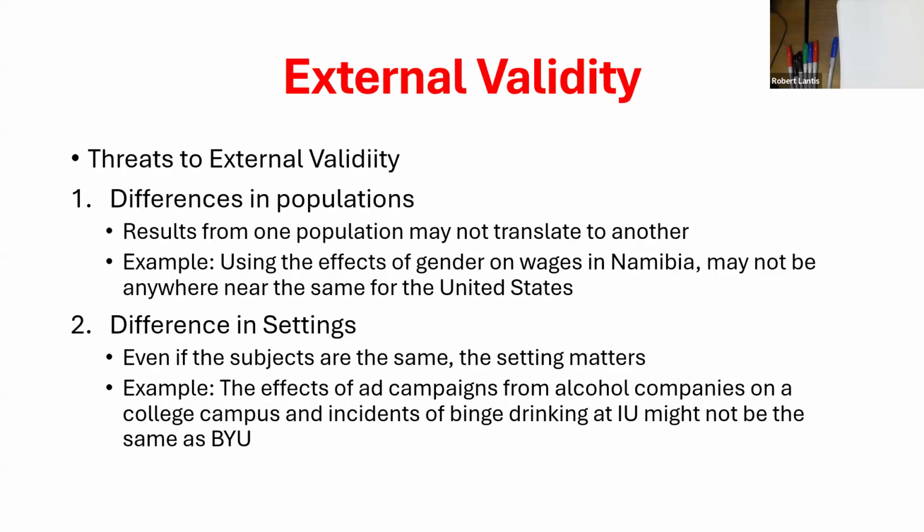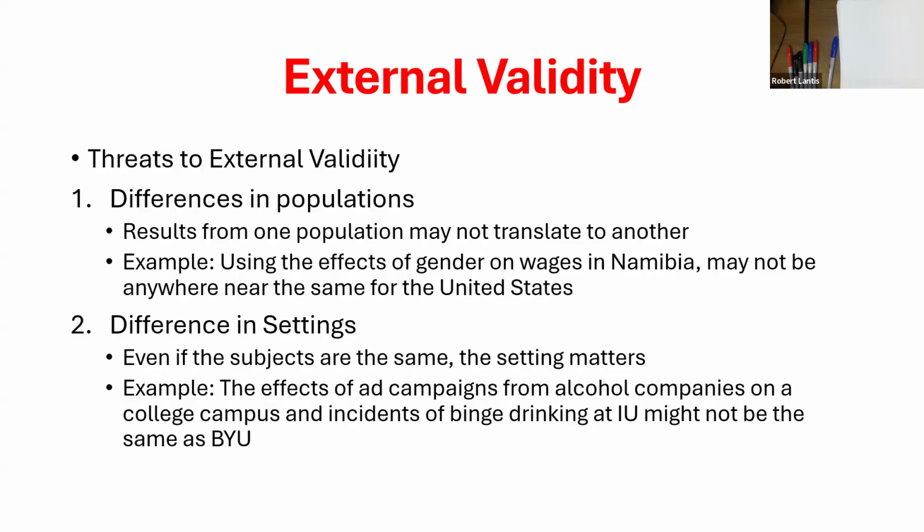Now, I might also have just a difference in settings. So maybe I'm looking at a similar population, right? I'm looking at all college students in Indiana. But if I want to know the impact of ad campaigns on alcohol consumption at IU versus BYU, so this is Brigham Young, if you're not aware, it's a Mormon institution, those impacts are going to be pretty different, right? And so even though I have the same population that I'm sampling from, college students in the United States, if I've got different settings, that potentially is a threat to my external validity as well.